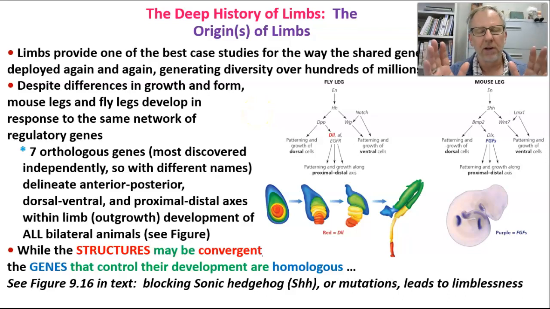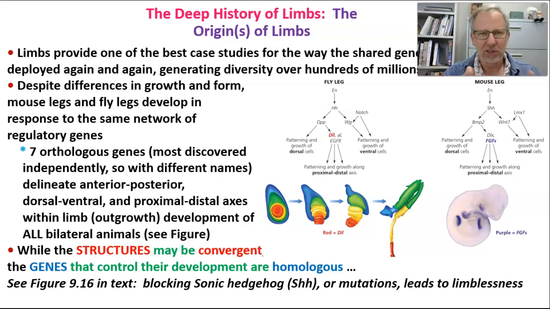So after taking a look at the genetic toolkit that we share in common with bilaterians to develop things like our digestive system and nervous system, let's take a look at the origin of limbs and the common genetic basis for the development of limbs in those bilaterians that have them.